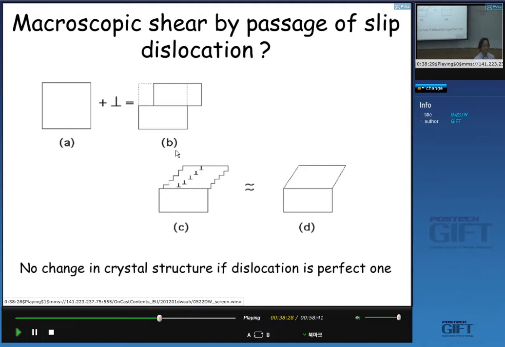Usually, the stacking sequence along the 111 plane in FCC structures is ABC, ABC, right? The passage of the partial dislocation in every other layer can convert the stacking sequence to AB, AB, AB, right? So the movement of the partial dislocation on the 111 plane can explain the FCC to HCP transformation, but not the general transformation which converts FCC structure to BCC structure.